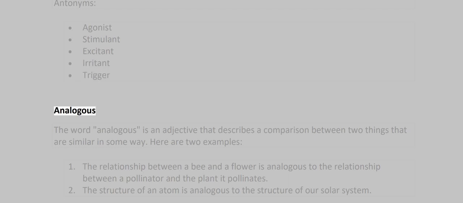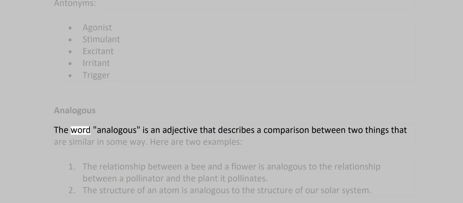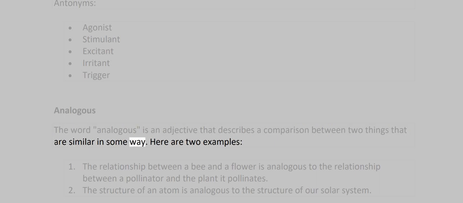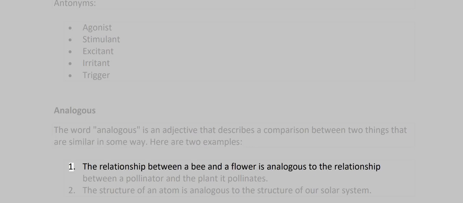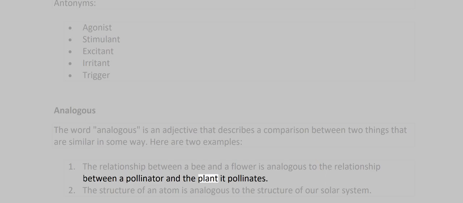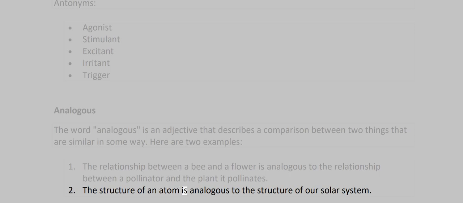Analogous. The word analogous is an adjective that describes a comparison between 2 things that are similar in some way. Here are 2 examples. 1. The relationship between a bee and a flower is analogous to the relationship between a pollinator and the plant it pollinates. 2. The structure of an atom is analogous to the structure of our solar system.